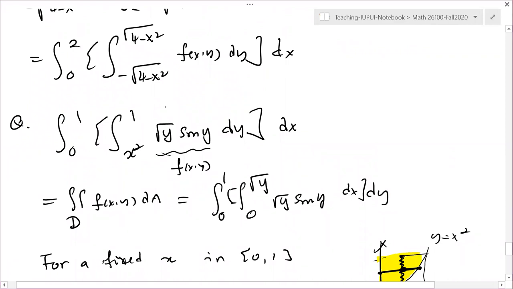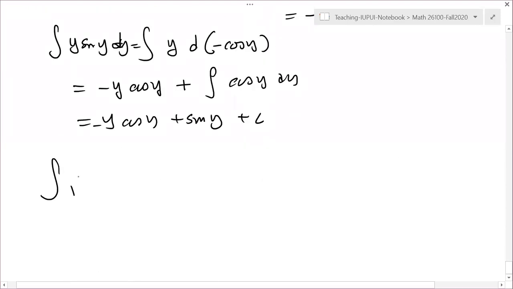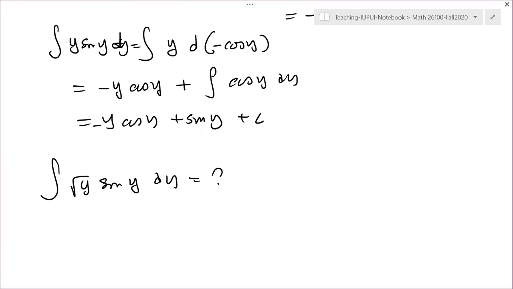I cannot get rid of the square root of y. Yeah, the question is who can evaluate this integral? When you use integration by parts, you're not getting rid of the square root of y. There's no way you can simplify.